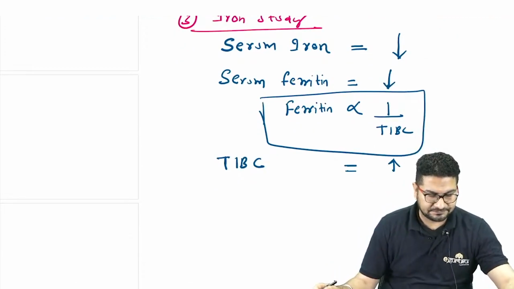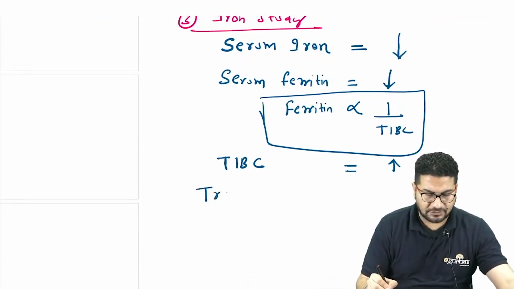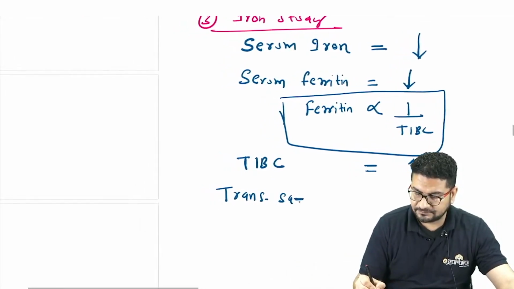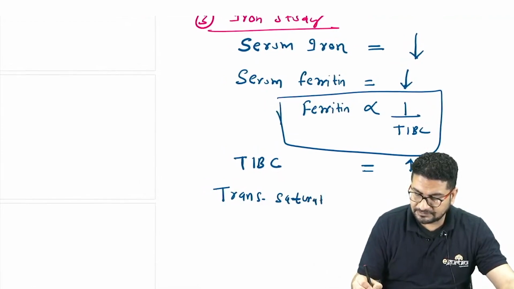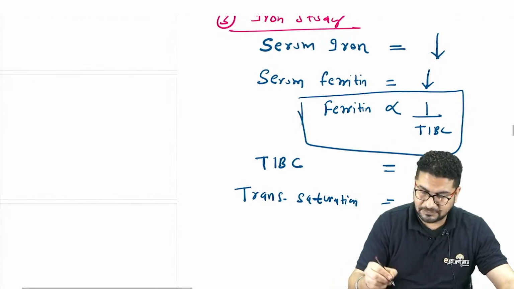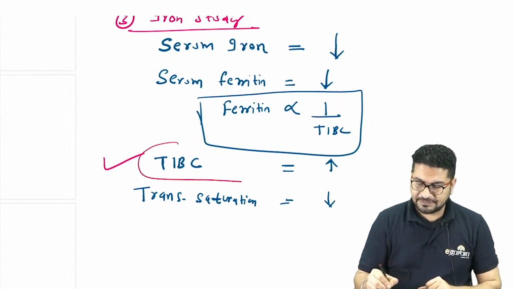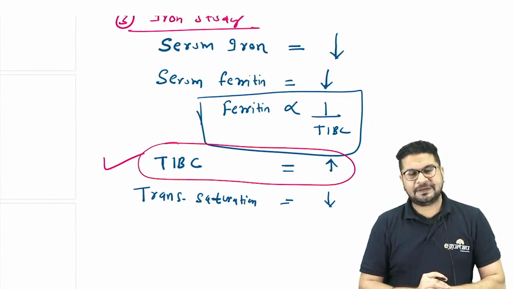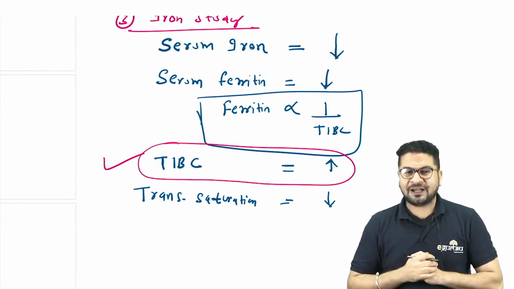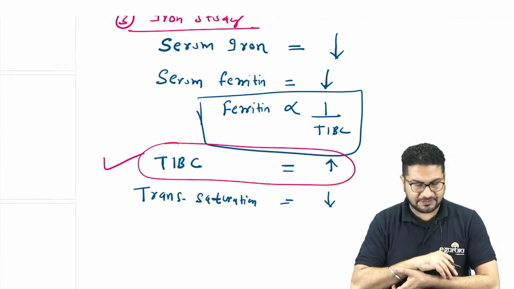TIBC will increase. Sometimes they will also ask you about transferrin saturation or percent saturation. Remember, this will also decrease. So what you have to remember, three values in iron study, and remember, TIBC is increased, all others are decreased. Total iron binding capacity is increased. Later on, I will try to confuse you, because these are the questions which they ask in exam.